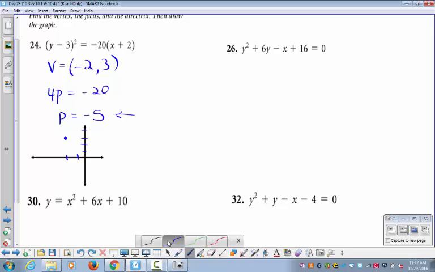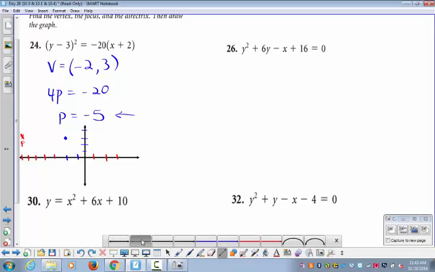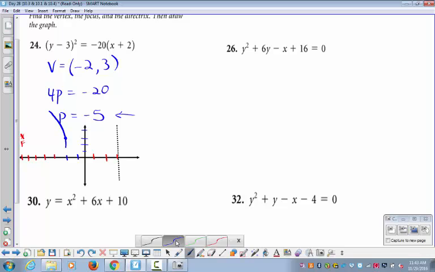p is negative 5, so that tells us the distance we have to travel to get to the focus or the directrix is 5. So from there, we have to go left 5: 1, 2, 3, 4, 5. The focus will be right there. And for the directrix, we have to go 5 the other way: 2, 3, 4, 5. The directrix is a line, just sort of like that. It didn't really ask us to graph it, but we can. I'm just going to sketch something like that. It's opening to the left. The focus is inside the arch.